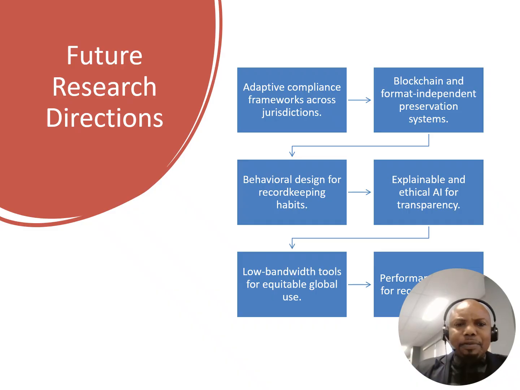Now let's look at the future research directions. Future research should explore areas such as adaptive compliance, things like blockchain-based preservation, and ethical AI for automated record keeping. There's also growing interest in designing behavioral interventions that encourage better record practices. Low-bandwidth tools could improve inclusion in resource-constrained settings, while performance metrics will help measure the true impact of digital record systems, not just basing our approach on assumptions.